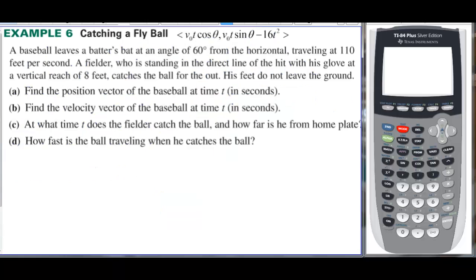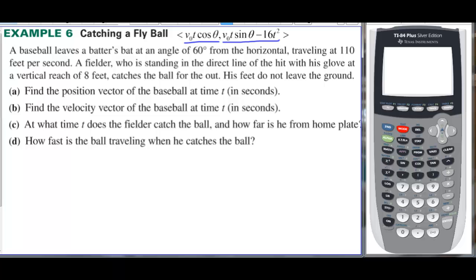All right, let's finally get to a true calculus problem here. When you hit a baseball, the position vector is v naught t cosine theta. V naught means the initial velocity. And then that right there is the y component of the position. So that's position up there. So we'll make a note of that. A baseball leaves a batter's bat at an angle of 60 degrees from the horizontal, traveling at 110 feet per second. A fielder who is standing in the direct line of the hit with his glove at a vertical reach of 8 feet catches the ball for the out.